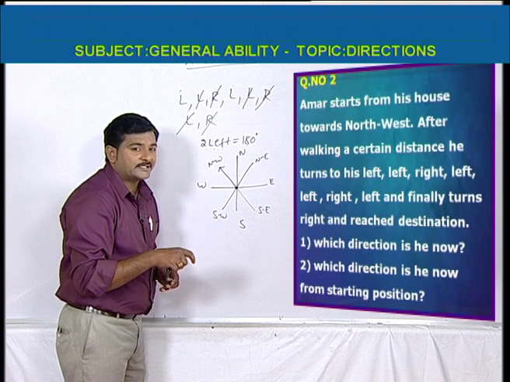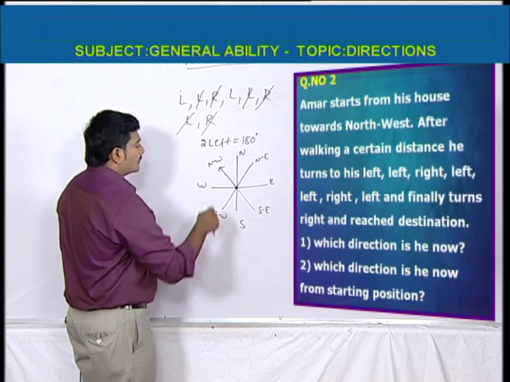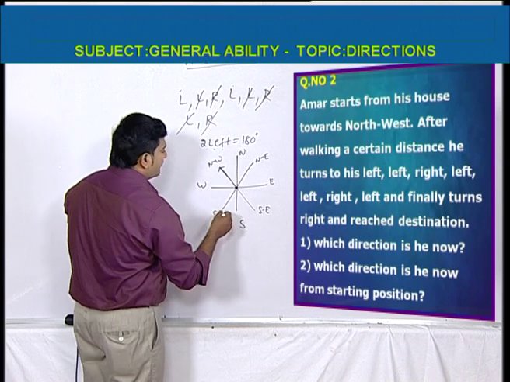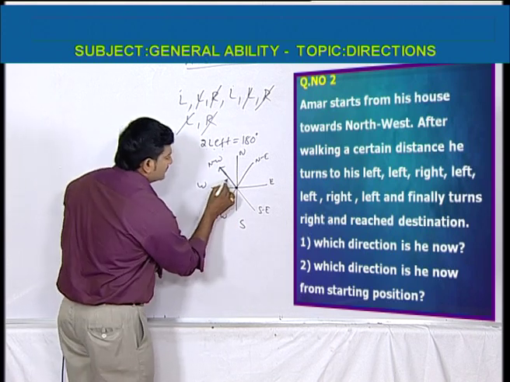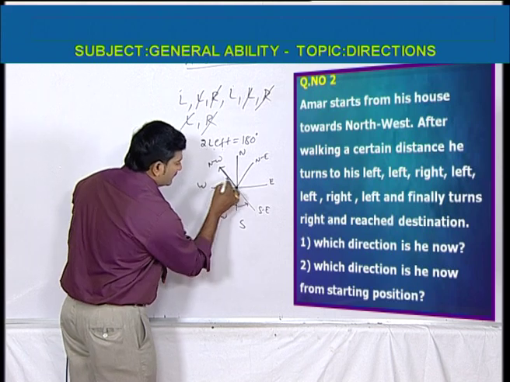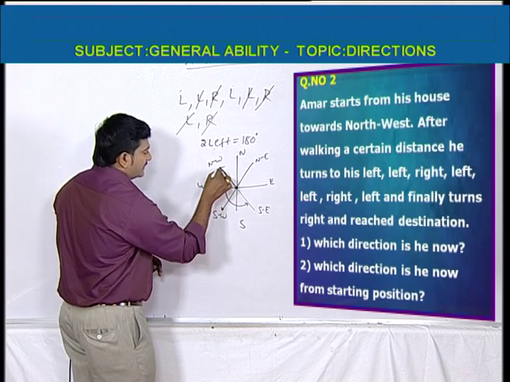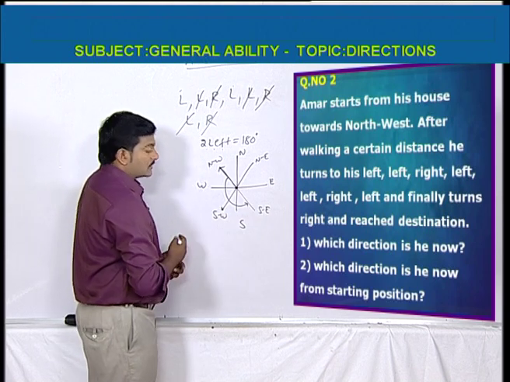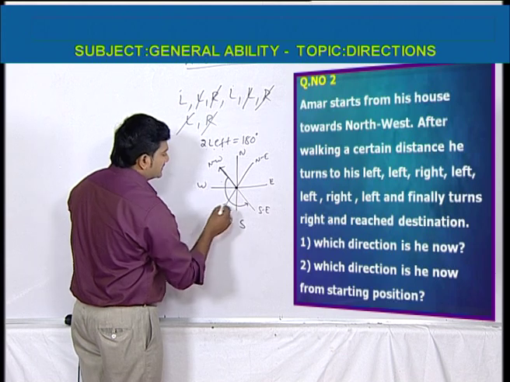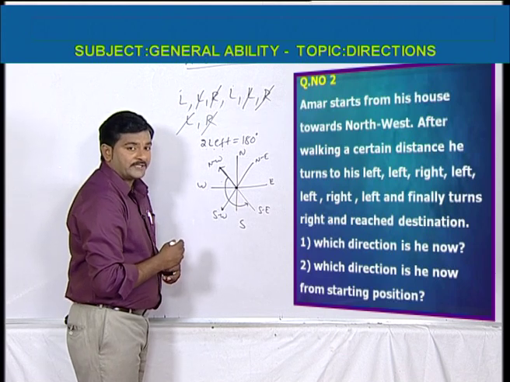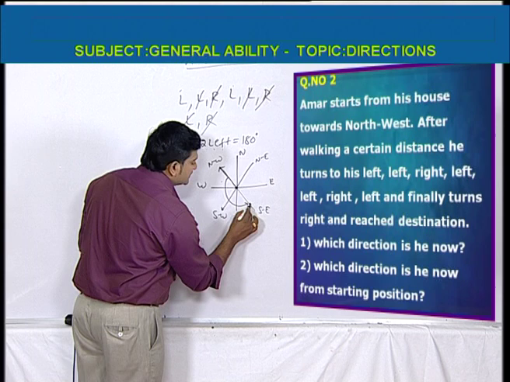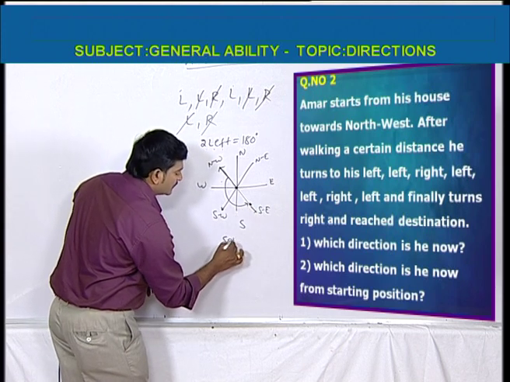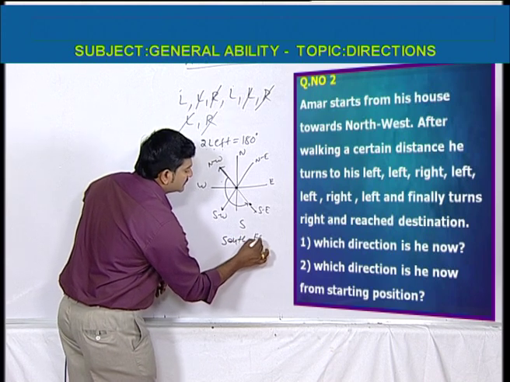Apply 180 degrees from his left side. Now he is moving towards northwest direction, applying 180 degrees towards his left. Here northwest and southwest angle is 90, southwest and southeast angle is 90. So 90 plus 90, how much am I getting? 180 degrees. Hence he is now on which side? Southeast direction. Hence the answer for the given question is southeast direction.